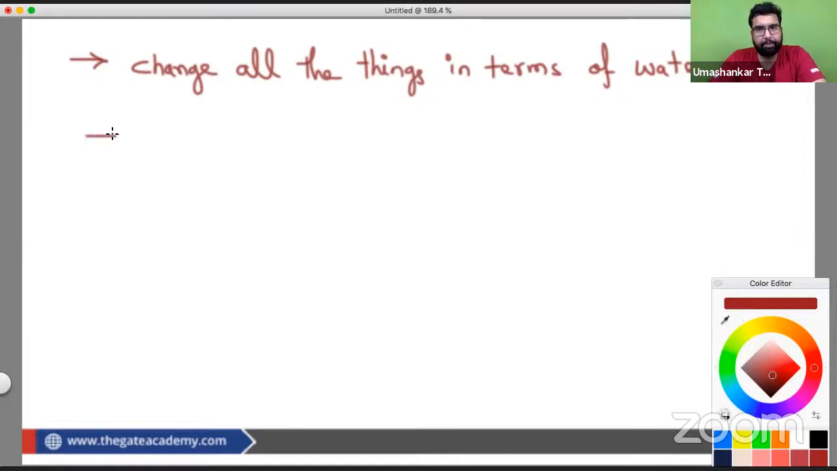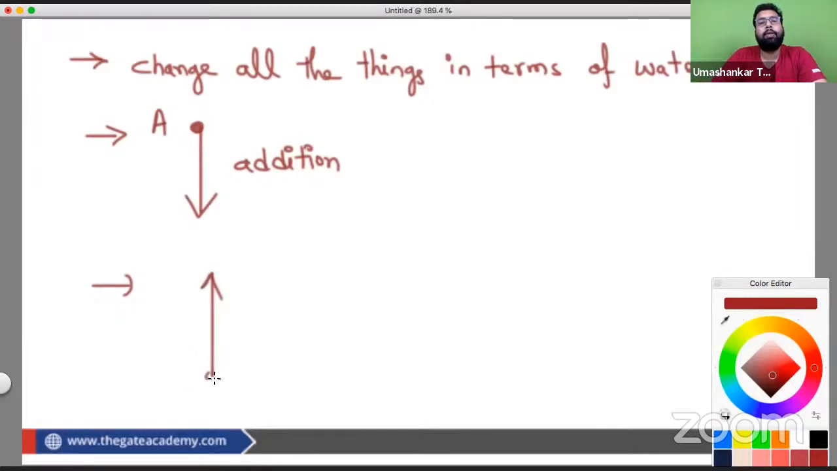Secondly, when we are moving downwards from some point, let's suppose from point A, we are moving in the downward direction, we must do the addition. If we are moving in the upward direction from some point, we should do subtraction. That is all. Now the question is, sir, how to convert something into water? So I hope we all are aware of this formula given by the hydrostatic law, that P is equal to rho g h. Yes or no?